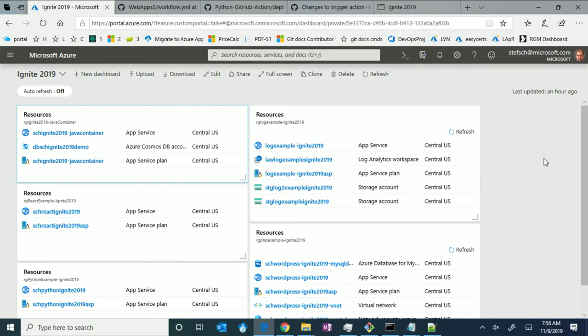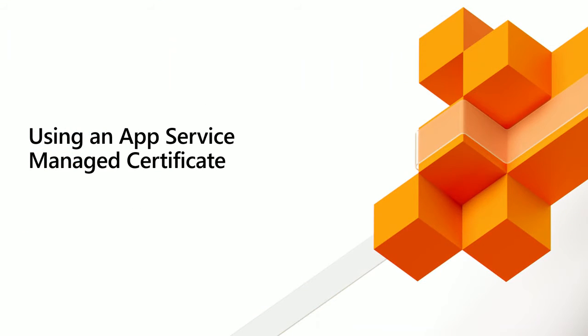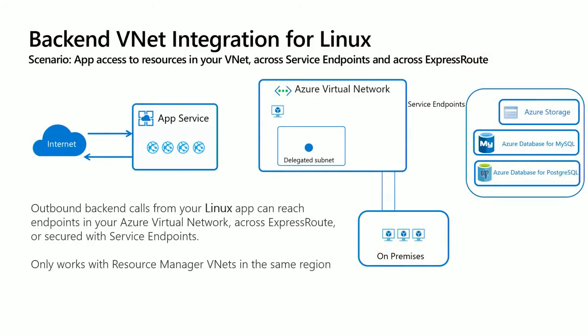And to reiterate, it's available for the entirety of App Service, both Linux and Windows, and you can also use it with your functions, because underneath the hood, functions uses the same infrastructure for setting up SSL.